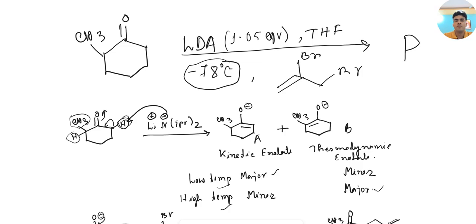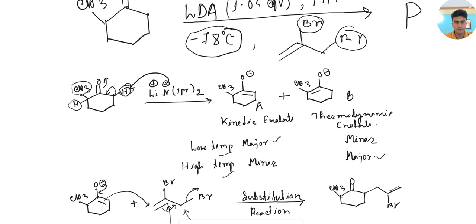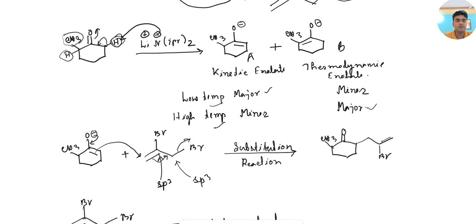Now, if it is alkylated, then which halide will be replaced? This is the question. In our substitution reaction video, if you visit that video, then you will get the answer easily. And in this video also, I am going to give you the answer. Here, this enolate will attack at this carbon, and this Br will be the leaving group. So this will be the product.